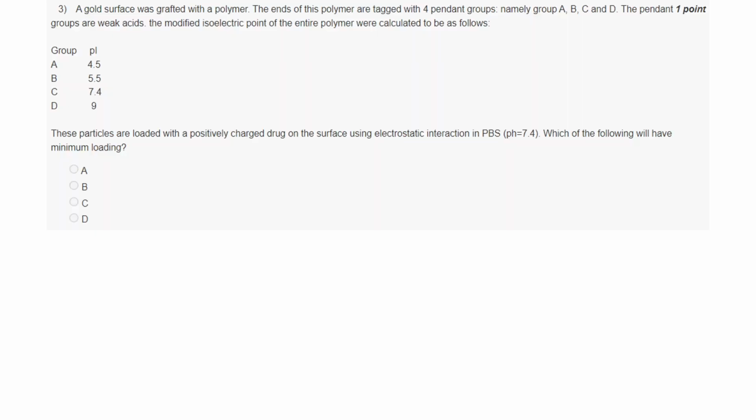Okay, question 3 is, a gold surface was grafted with a polymer. The ends of this polymer are tagged with four pendant groups, namely A, B, C, and D. The pendant groups are weak acids, and the modified isoelectric point of the entire polymer is given as follows. Next, these particles are loaded with a positively charged drug on the surface using electrostatic interaction in a PBS which has a pH of 7.4. Now they're asking us which of the following will have minimum loading, and these are the options. So I'll give you some time to read this again carefully, and then if anybody has arrived at the answer, you can tell me.